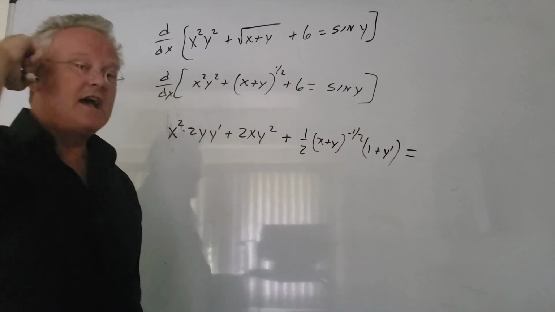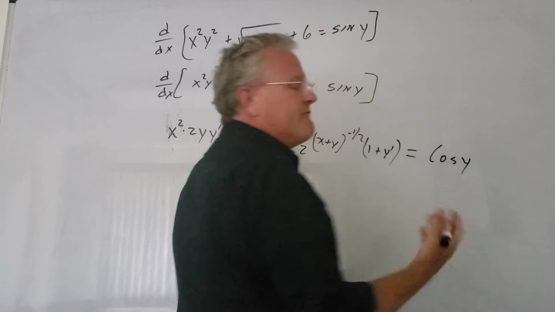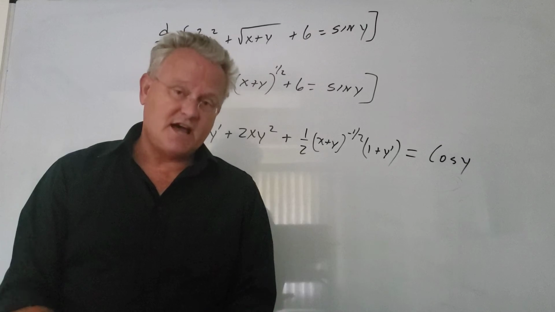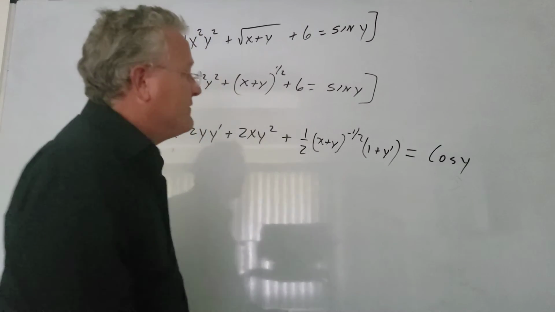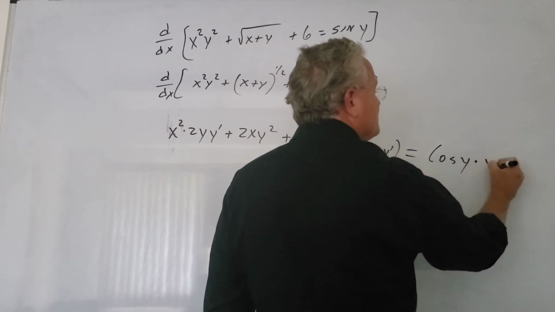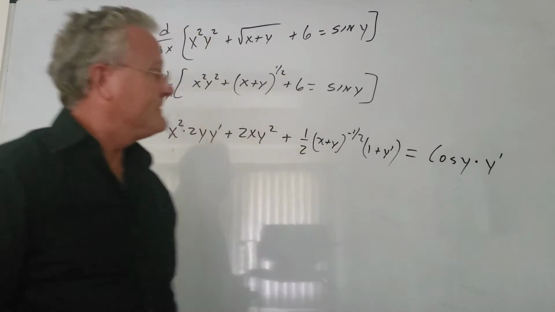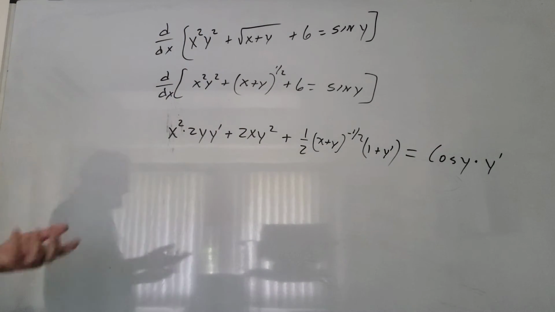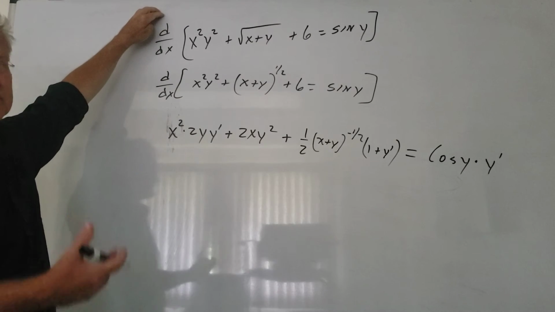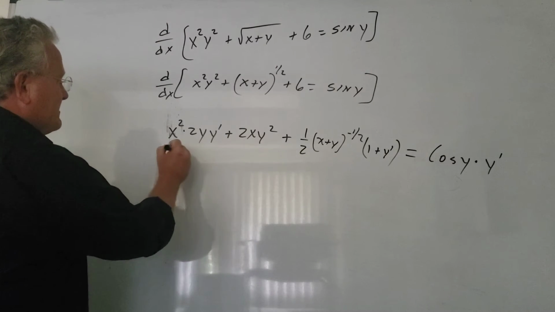The derivative of sine y is cosine y. But remember, our formula is the derivative of sine u is cosine u times the derivative of u. And the derivative of sine y is cosine y times the derivative of y, but the derivative of y is y prime. So now what we've got to do is isolate y prime, because the actual directions, which I didn't write down, are find y prime or dy/dx. So let me just simplify a little bit. So what do we get here?